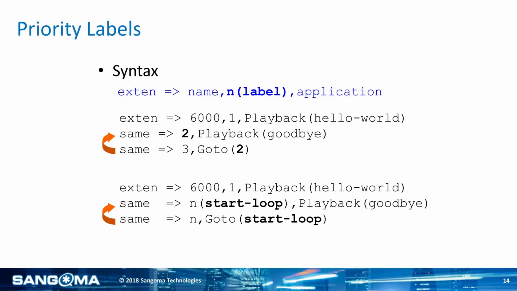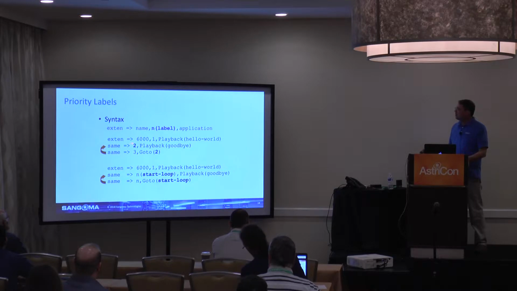Now, why would you want to do that? Well, we have an application called Goto. Here's an example of why you would want to do that. For extension 6,000 right there, it's going to play back hello world. Priority 2 is going to play back goodbye. Then priority 3 is going to go to priority 2. So it'll just jump back to priority 2 and play goodbye forever and ever until they hang up the phone.